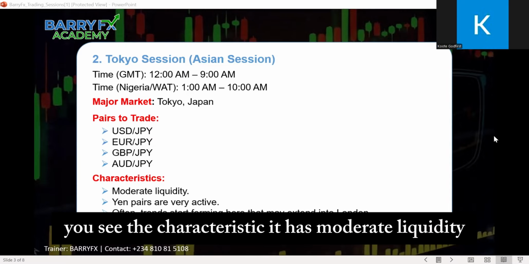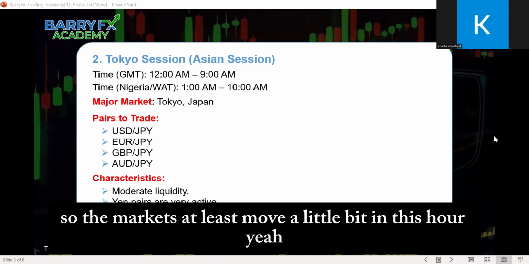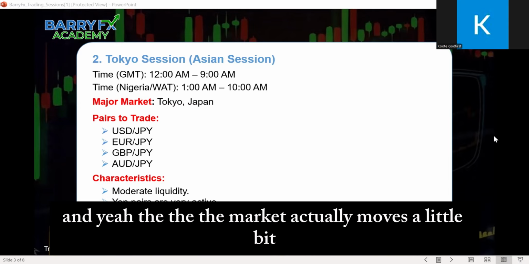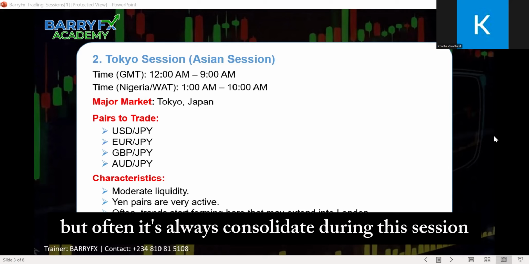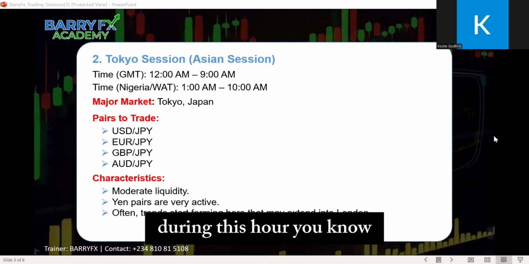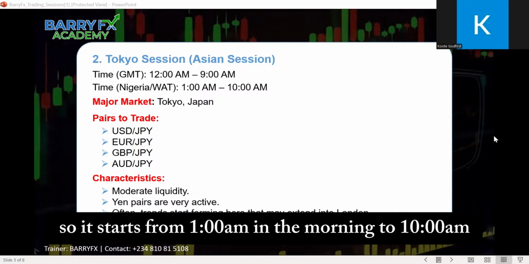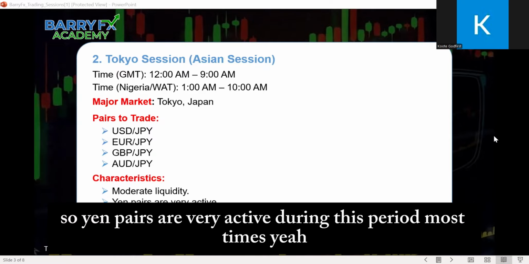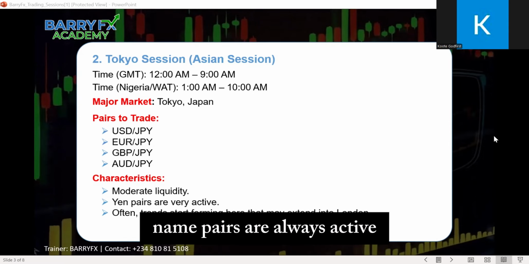It has moderate liquidity, so the market at least moves a little bit in this. A lot of people trade during this time. The market actually moves a little bit, but not that much. But it always consolidates during this session, during this hour. It starts from 1 a.m. in the morning to 10 a.m. Yen pairs are very active during this period. Most times, yen pairs are always active.